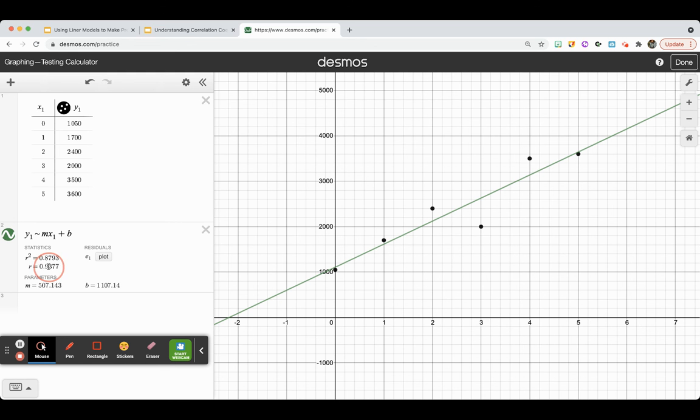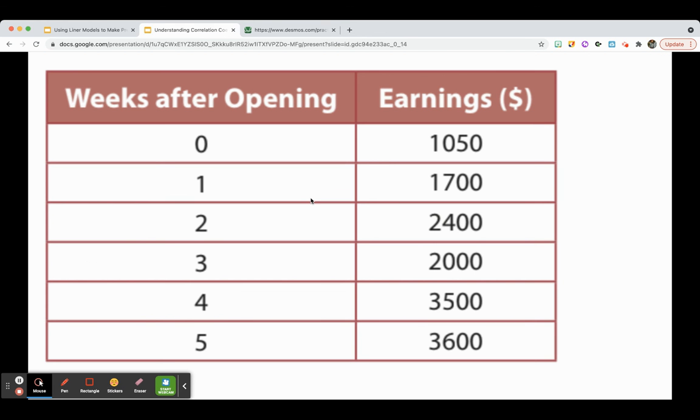And my correlation coefficient is 0.9377, and that is also pretty close to 1. So this one is going to be another positive, but a strong. So positive and a strong correlation. Okay, let's try another one.